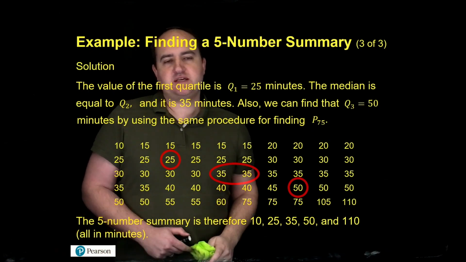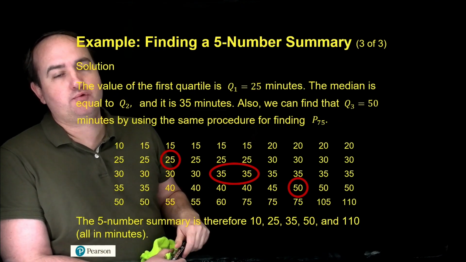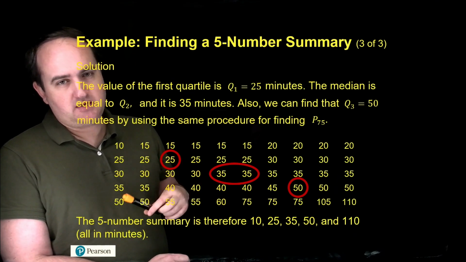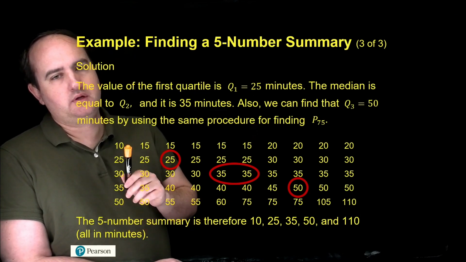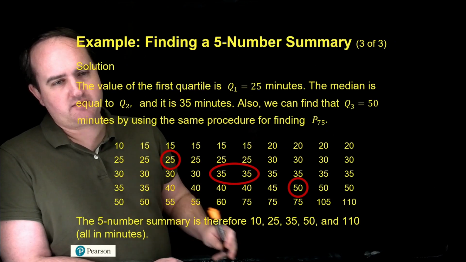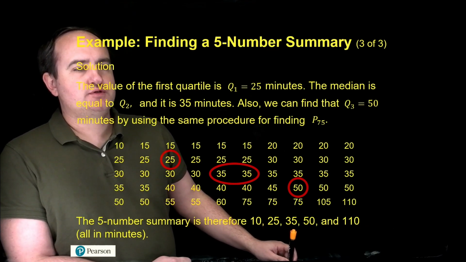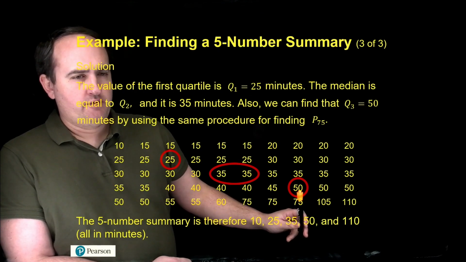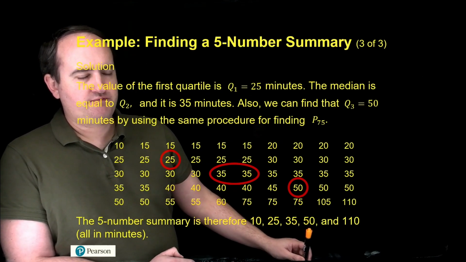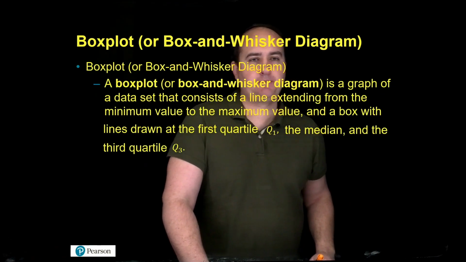All right, so they got the same 5-number summary as we did, and just keep in mind that the 5-number summary does have to be in increasing order. So the first number is 10, which is the minimum. The next number is 25, which is Q1. The third number was 35, which is Q2. The fourth number is Q3, which is 50. And the last number is the maximum, which is 110.